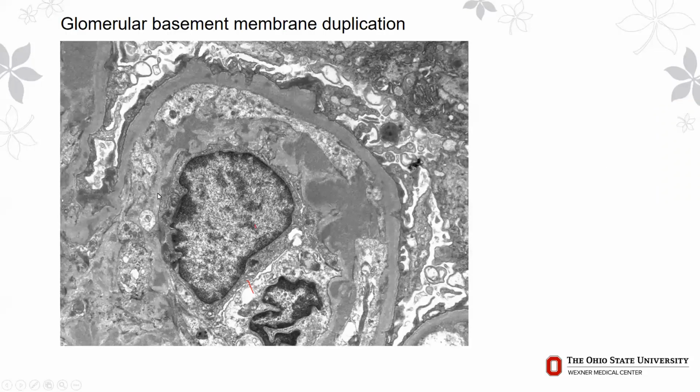This picture nicely shows the GBM duplication. Like this is the original glomerular basement membrane. And due to repeated cycles of injury and healing, which is typical of MPGN, there is a new basement membrane formation, which gives rise to this tram tracking or duplication. And then there are these electron dense immune type deposits.